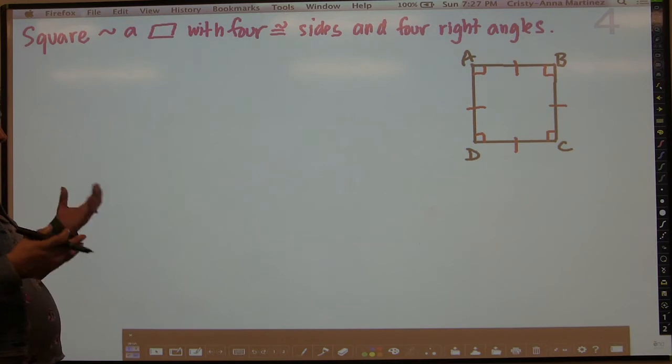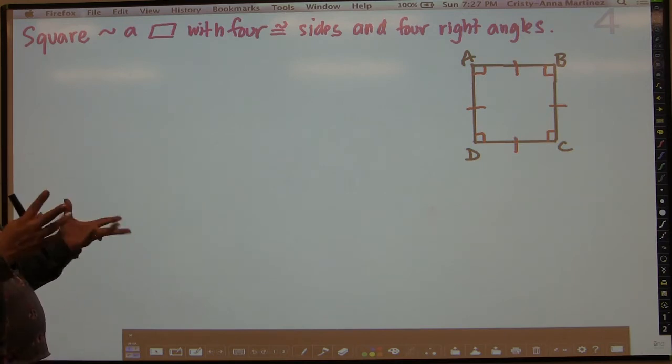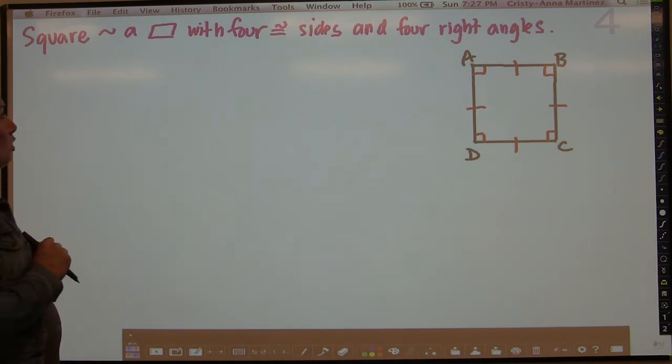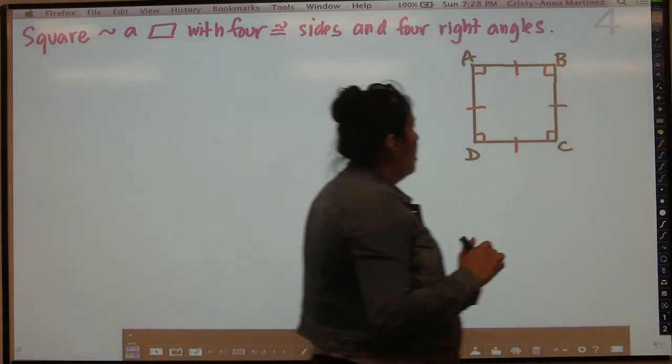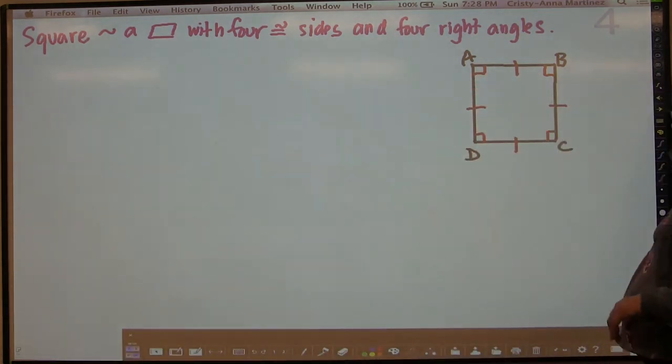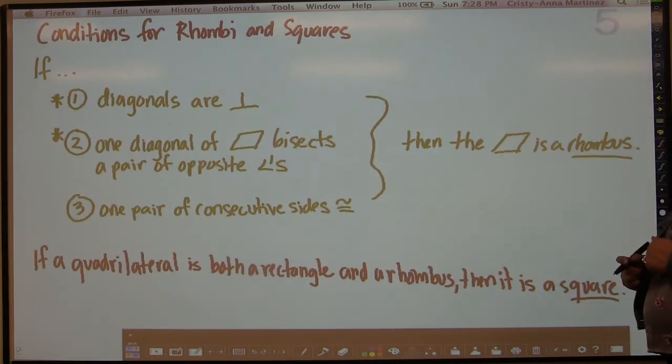So basically, if you put a rectangle and a rhombus together, you might get a square, all right? So we have our little diagram over here, but also wanted to give you some theorems here. Again, a square is 4 congruent sides, 4 right angles. I think most of us are pretty familiar with squares. But here we have basically our converses.